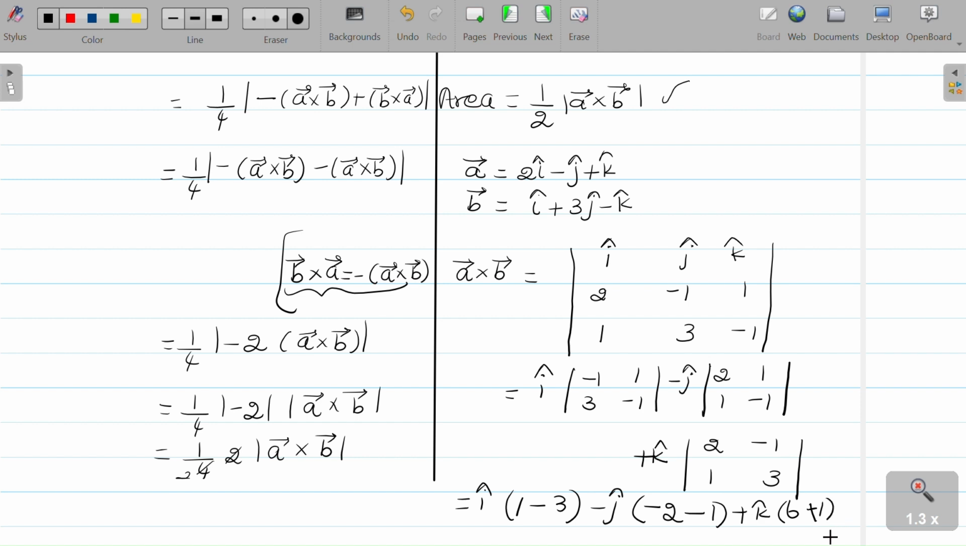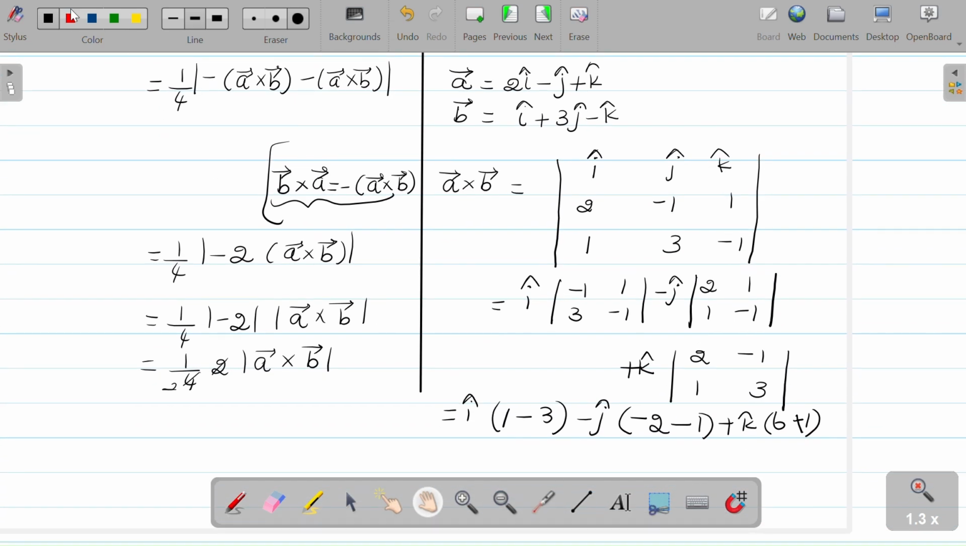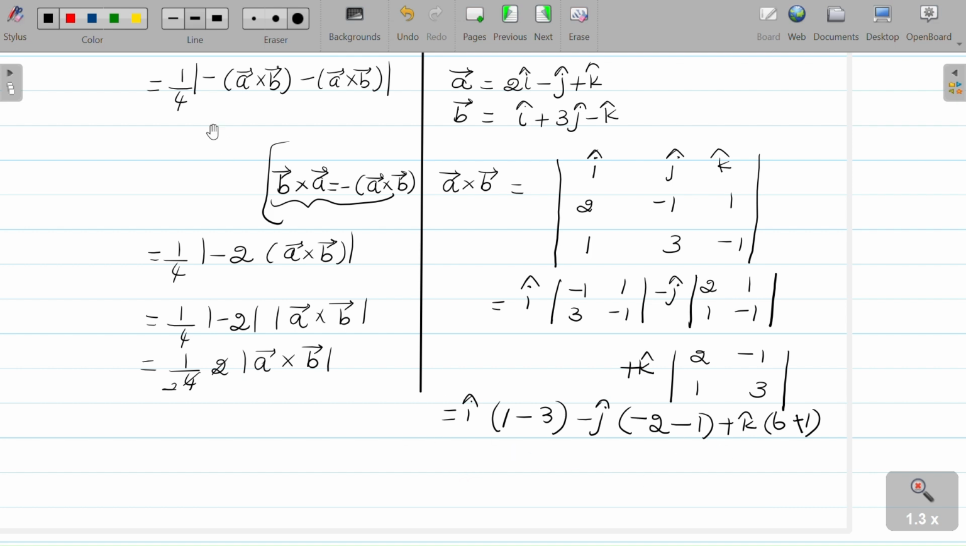This is the way we have to take a determinant for every 3 cross 3 matrix, so that we are using here also. Next we have to go to finding the determinant value of this. So i cap into 1 minus 3, that is minus 2, and then minus 1 minus 2 minus 1, that is minus 3, minus 3 into minus, that is plus 3j. Here 6 plus 1, we have 7 k cap. This is A vector cross B vector.